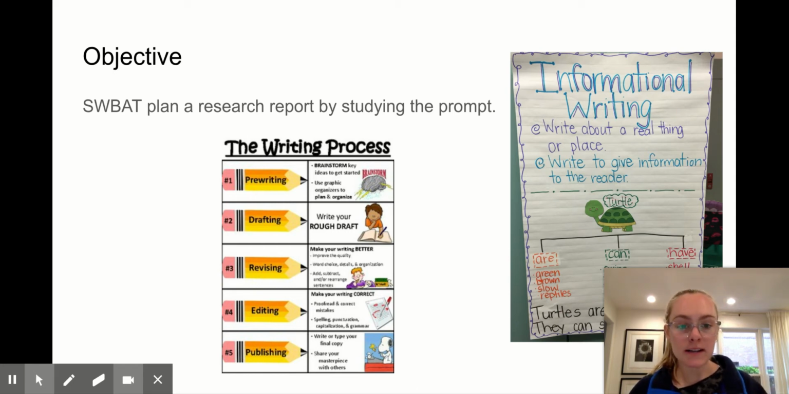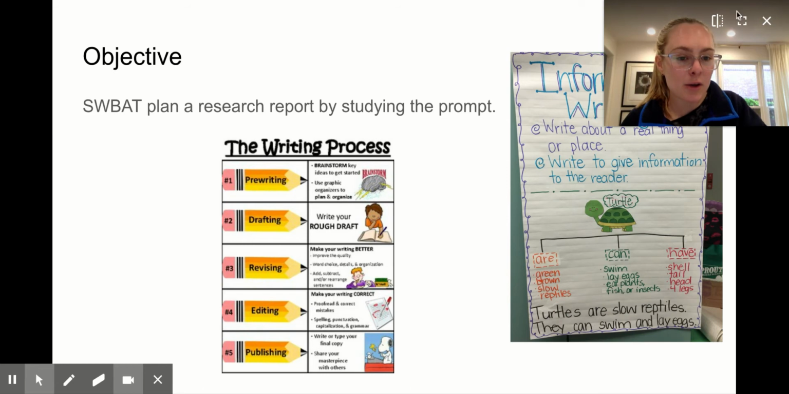A research report is something that's used in informational writing units. And remember that informational writing is where you're writing about a real thing or a place. And this is where you're writing to give information to the reader. You're teaching the reader about something.